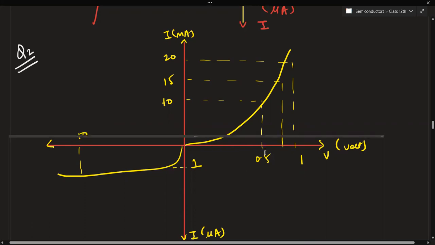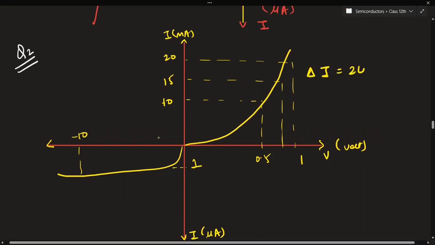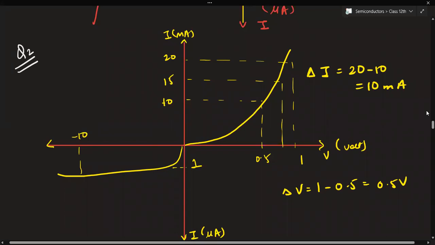So 0.5, you know, 1, you know. Here it's current, 20 is here and 10 is here. So from here only, if you calculate, see the change in current. This will be 20 minus 10, that is 10 milliamperes. And from here, 1 minus 0.5, that is 0.5 volts. So change in voltage you have, change in current you have.